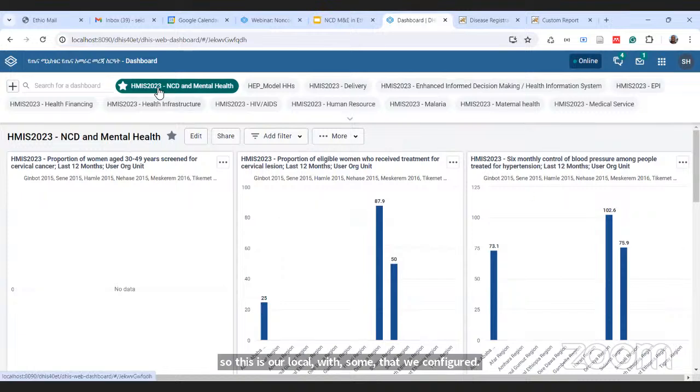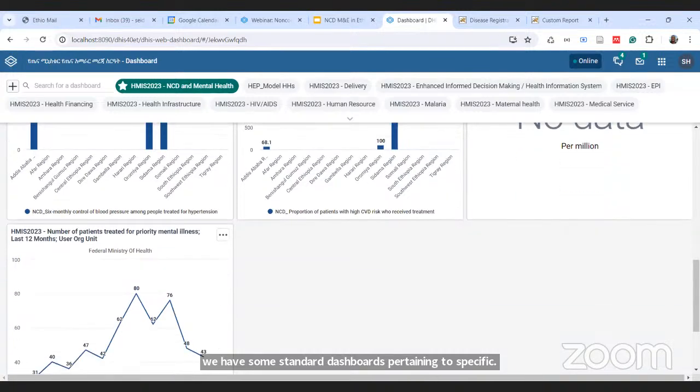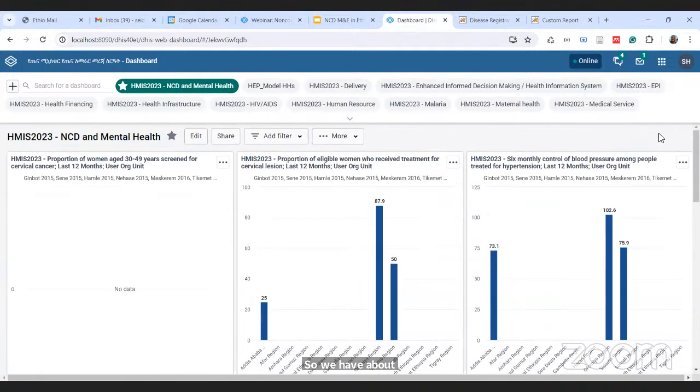As you can see here now, we have this prefix HMIS 23 is to be removed when we release it down to the users. But as you can see here, we have some standardized dashboards pertaining to specific service delivery groups. So we have about 7 indicators configured here. Of course, users are allowed to configure more visualizations for themselves, and there are guidelines for that.